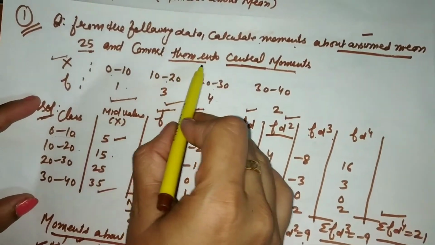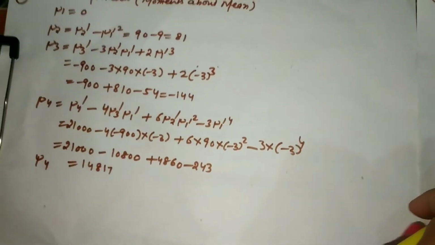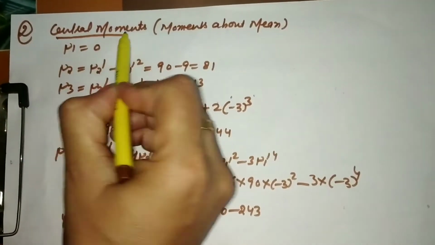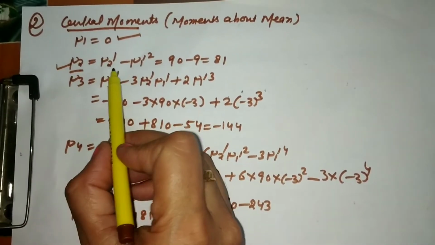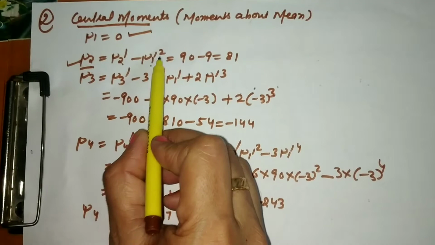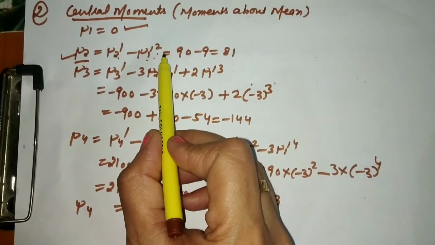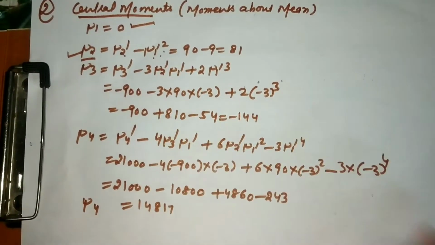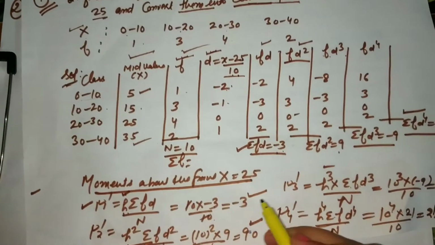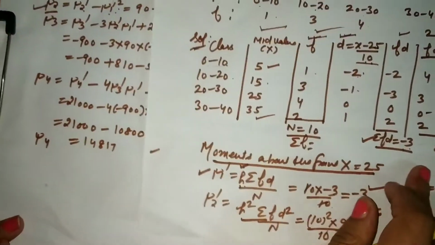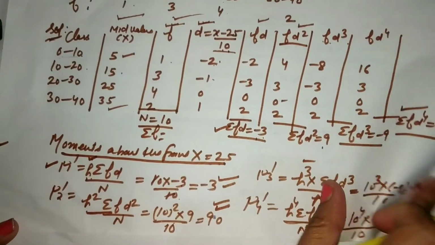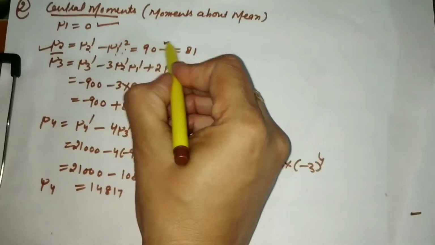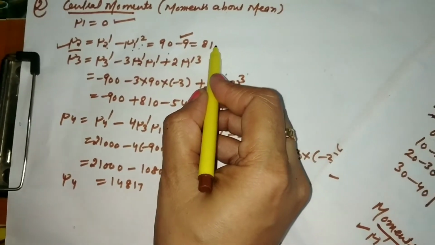Now I have to convert them into central moments. How do we calculate the central moments? Moments about the mean. That means mu1 is 0. Mu2, a central moment, is mu2 dash minus mu1 dash square. Mu2 dash I have already calculated in the previous sheet; this is 90 and mu1 dash is minus 3. Minus 3 squared will be 9. So 90 minus 9 will be 81.